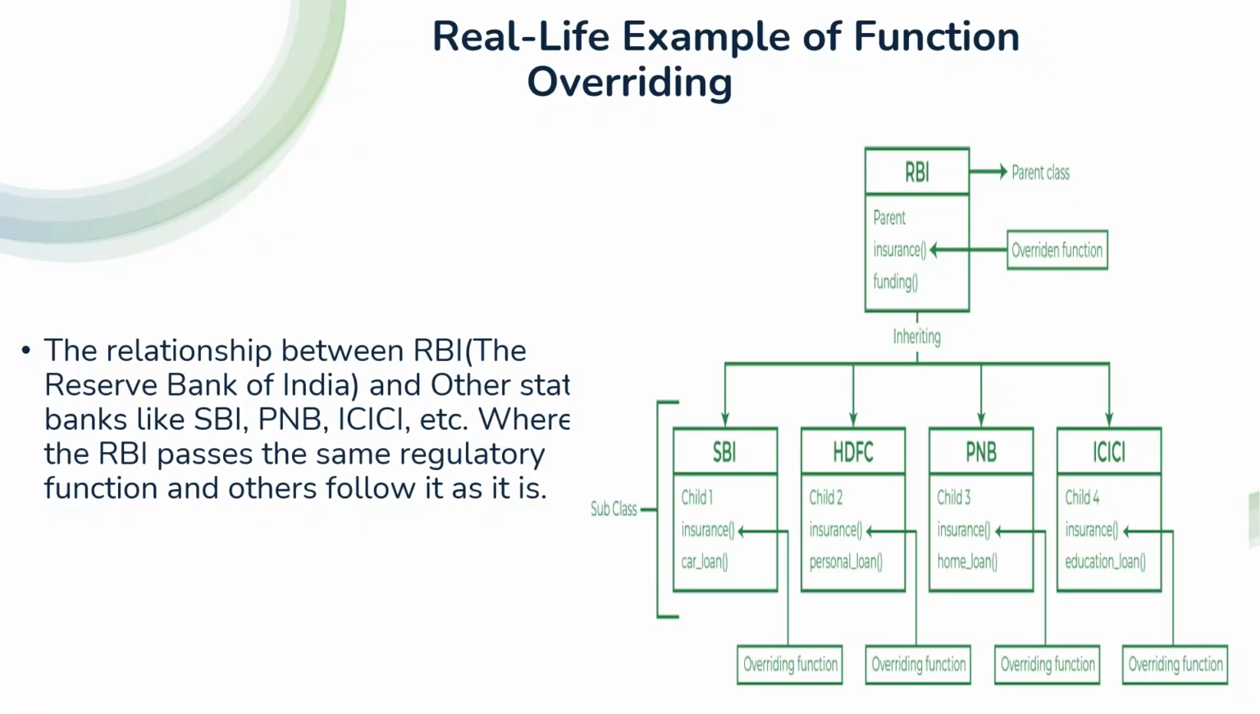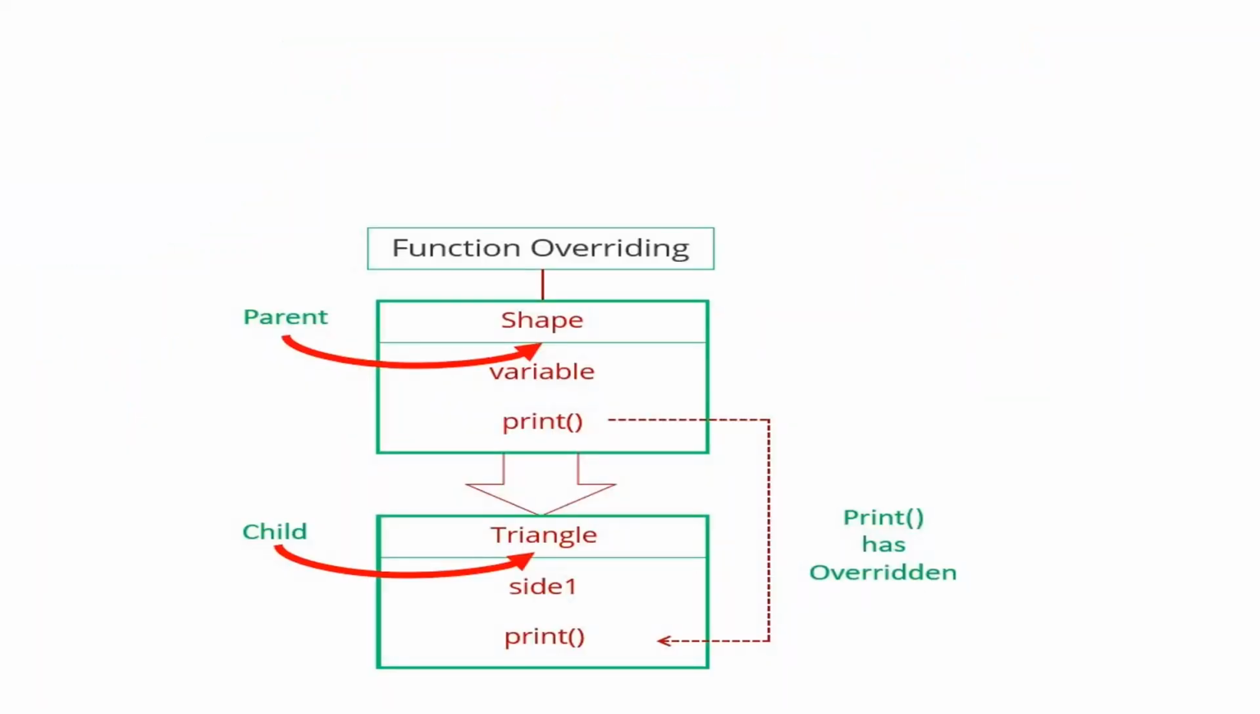So here insurance is an overriding function. This is an example of function overriding: same function name and same signature. In the parent class insurance has no parameters, and in the child class there is also no parameter. Next, another example. Suppose this is the parent class Shape, with variables and a print statement. In the child class Triangle, the side is mentioned and the same print function is here too. The output statement is the same print, so this is an overriding function.